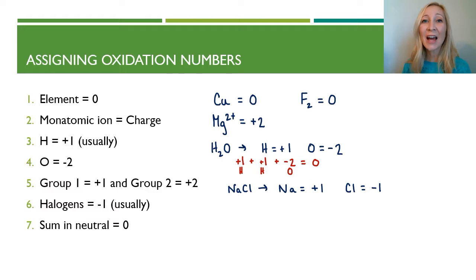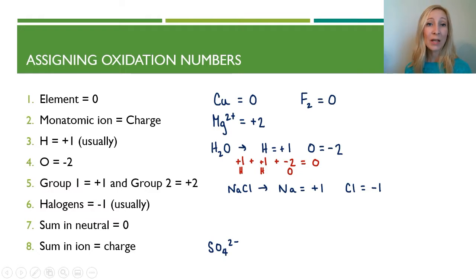Now, if we have an ion, the charge of that ion will be the sum of all of the oxidation states of the elements and the atoms in that polyatomic ion. So if we have something like SO4 sulfate with a negative 2 charge, we know the oxygen is going to be negative 2, and there are 4 oxygens in this polyatomic anion.